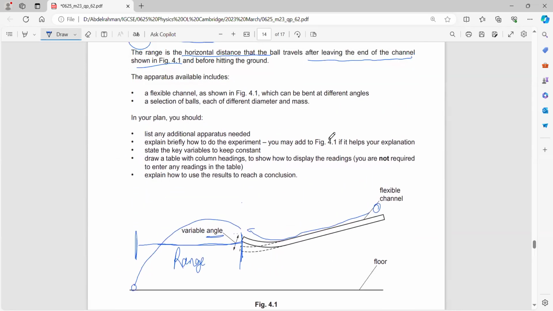In this experiment, in your plan, you should list any additional apparatuses, explain how you will conduct the experiment, state the key variables, draw a table, and write a conclusion. What are the key variables for this question? Any ideas?